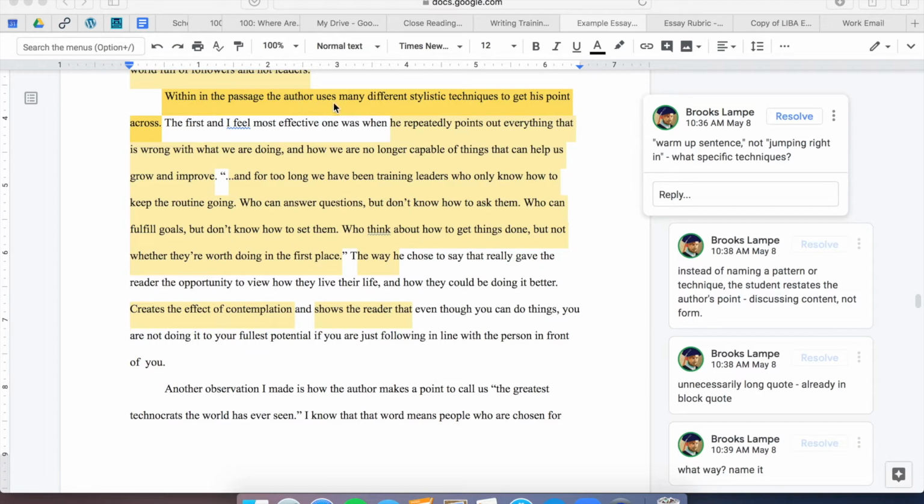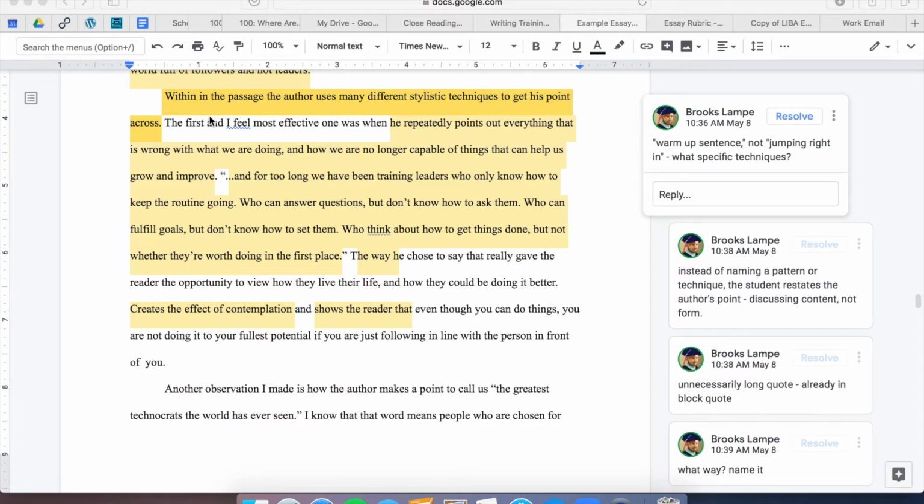"Within the passage, the author uses many different stylistic techniques to get his point across. The first, and I feel, most effective one was when he repeatedly points out everything that is wrong with what we are doing and how we are no longer capable of things that can help us grow and improve." And then there is a fairly long quote, and the paragraph continues below that.